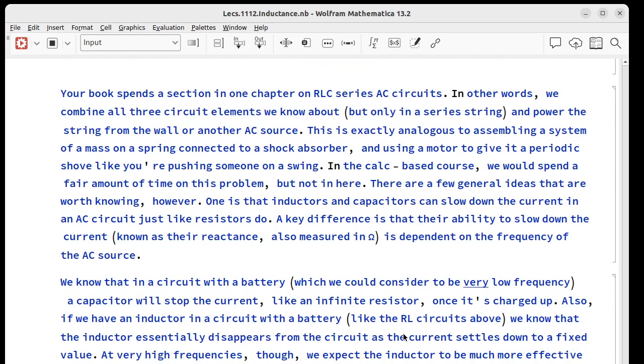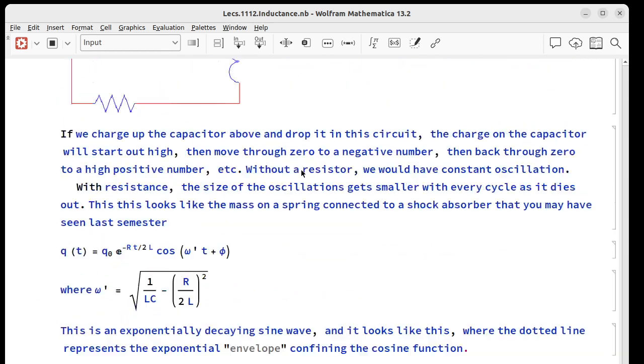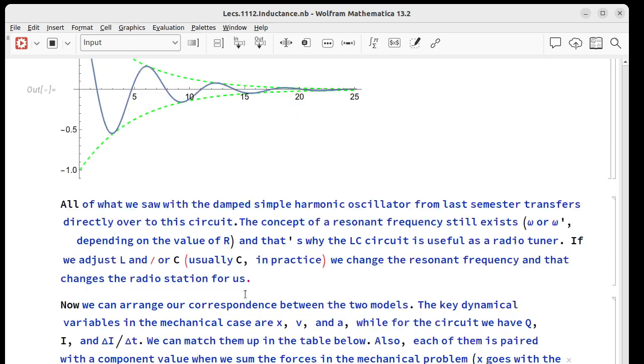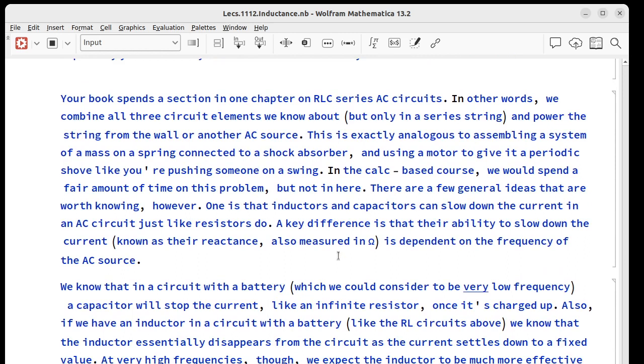Now, your book actually spends a section in one chapter on series RLC circuits that have an AC driving force. In other words, plugging this into the wall. So we have a little sinusoidal driver here. We're not going to do that in this course, and the reason is there's too much other stuff for us to emphasize to spend time on this. This is a lot more appropriate for the calc-based course, where if they're going into electrical engineering, they need to see that kind of stuff.